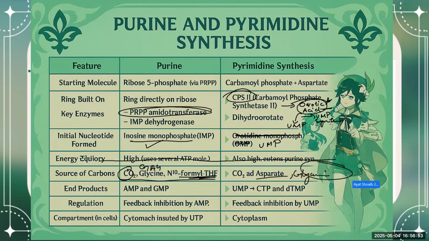End products AMP, GMP. Sorry, glutamine. Here the difference is that you need lysine here and you don't need lysine here. Okay, anyways, AMP, GMP, you have UMP, CTP, dTMP.